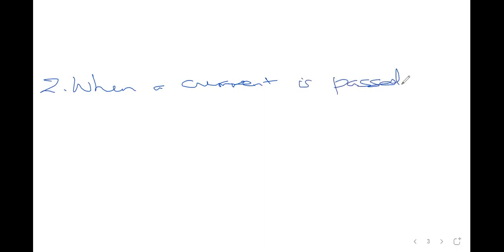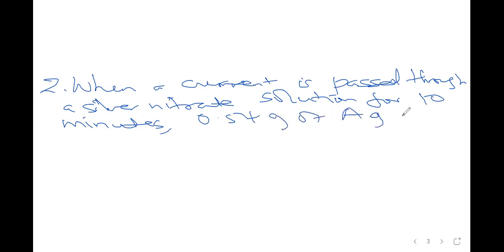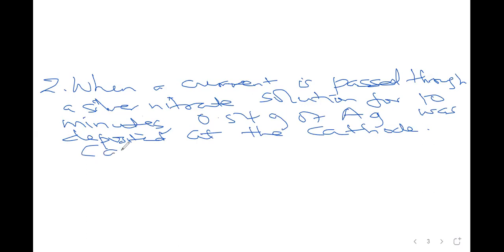In my second example, I have this question. It says, when a current, we don't know the current, is passed through a silver nitrate solution for 10 minutes, 0.54 grams of silver was deposited at the cathode. Calculate the current.